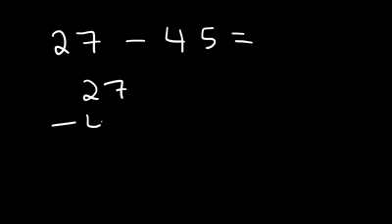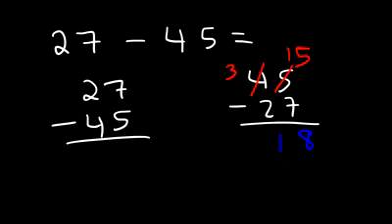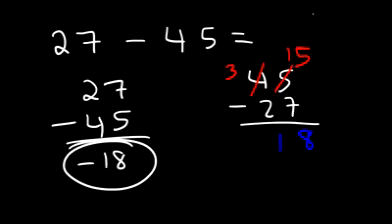Now what about this example? What's 27 minus 45? Notice that 45 is larger than 27. So we know the whole answer has to be negative. Therefore, reverse it. If you reverse it, you're going to get a positive answer, and then just make your final answer negative. Now 5 minus 7 is not going to work, so we need to borrow a 1, and this will become 15. 15 minus 7 is 8. 3 minus 2 is 1. Now, 45 minus 27 is 18, so 27 minus 45 is negative 18. And so that's the answer.